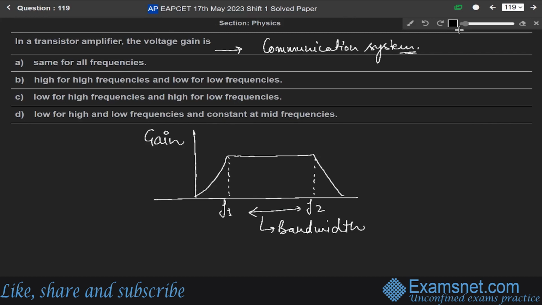Okay, means voltage gain. Now for this frequency response curve of the transistor amplifier, we see that the voltage gain of the transistor amplifier is constant at the mid of the frequency. It is constant at the mid of the frequency, means from F1 to F2 the voltage gain is constant, and it is low at low and high frequencies both. Okay, so the correct option is that it is low for the high and low frequencies, and it is constant at the mid frequency, means option D is the correct answer.